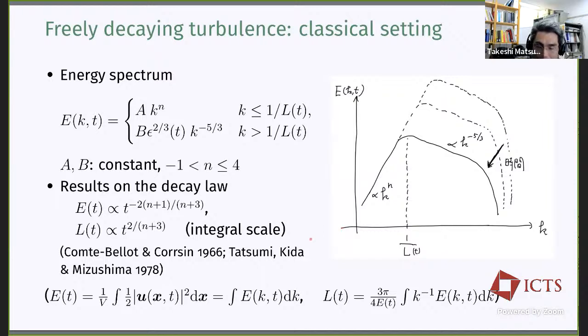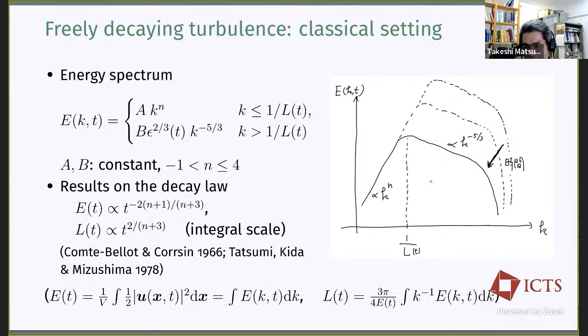Okay, so in terms of closure, theory or numerical simulation, we assume the following form for the energy spectrum during the decay. The energy spectrum can be divided into two parts, divided at 1 over a characteristic length scale, L, as a function of time. For low wave number, which corresponds to the large scale, we assume the energy spectrum behaves like a constant times wave number to the power n.